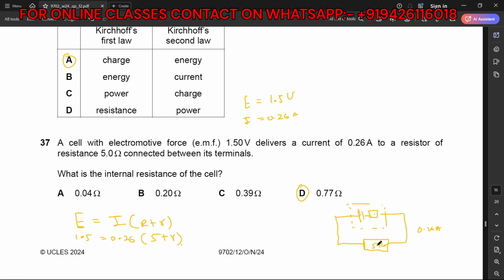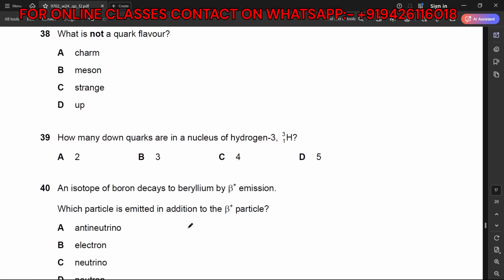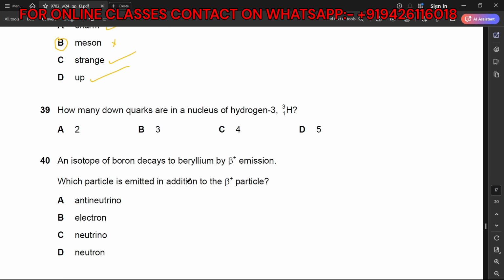So if you're aware about the concept of how the current flows inside the circuit, and based on that how we can create this kind of equation, if you're aware about Kirchhoff's second law, then forming this equation is very easy. Now coming to the 38th question, which is not a quark flavor. So charm is a quark, strange is a quark, up is a quark, meson is not a quark. So B is going to be our answer. Basically, in radioactivity, the questions are always theoretical, so this kind of thing is not going to be that difficult if the theoretical part is clear.